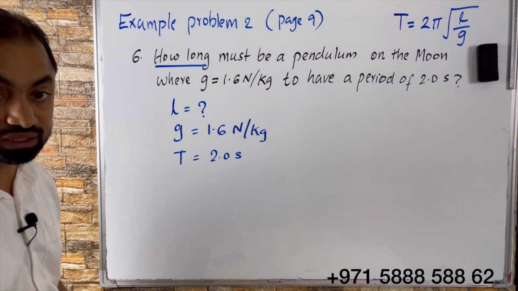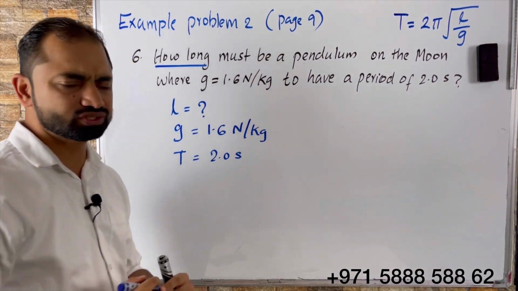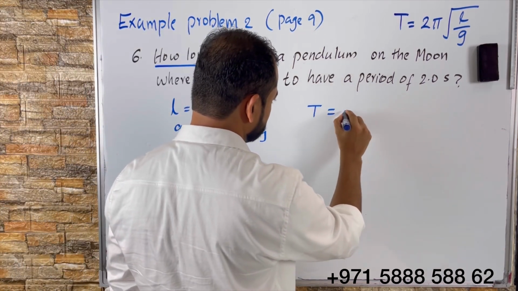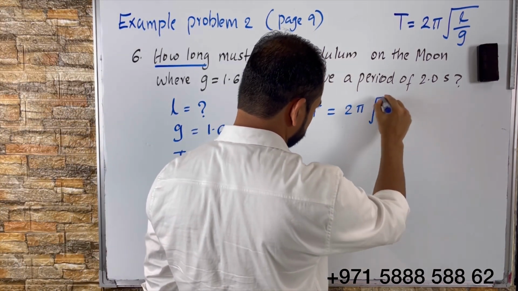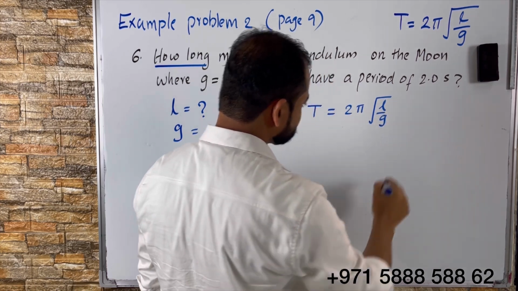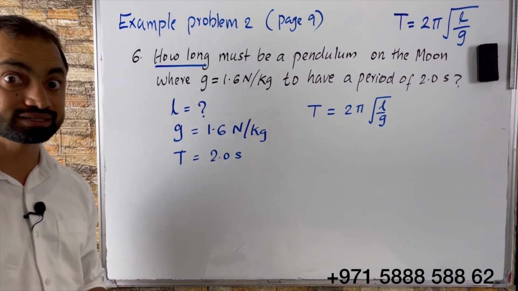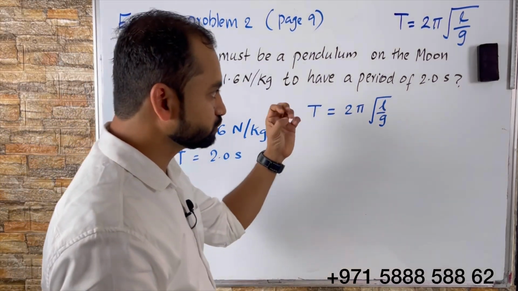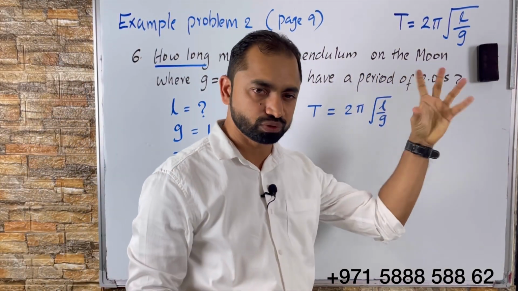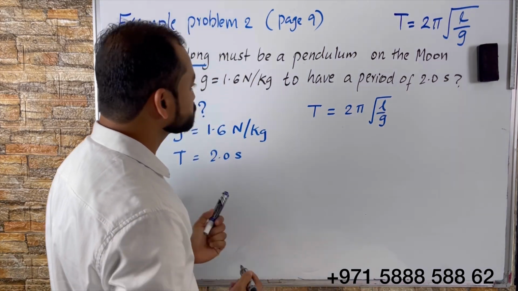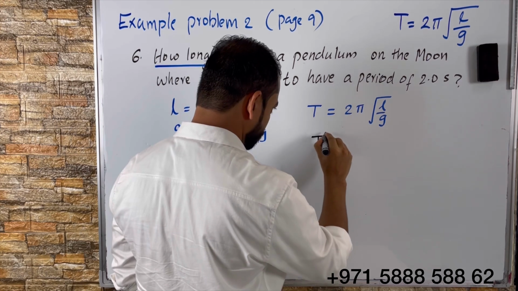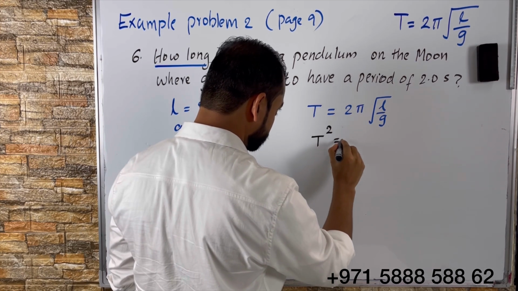We need to calculate length. So we will check for the equation that connects all three. We know that time period T is equal to 2 pi into square root L over G. The thing is we need to calculate L. L is inside the square root, right? So L is inside the square root. We need to remove the square root. So to remove the square root, we will square the equation, okay? The square will destroy the square root.